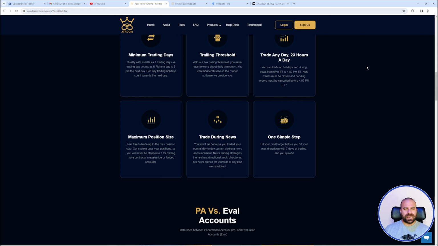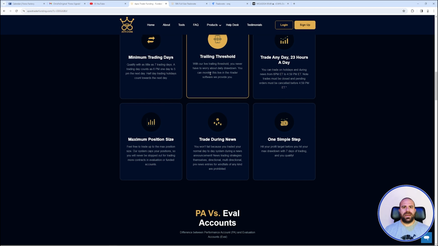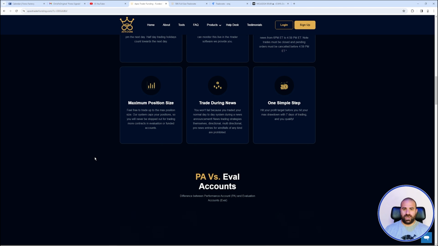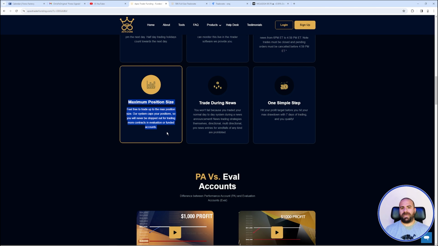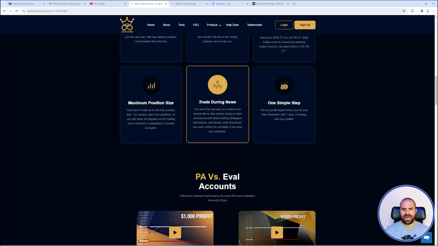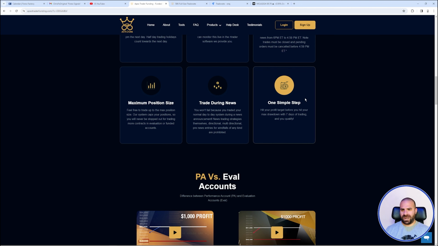But sometimes there is a certain promotion where they allow you to pass in one day and get your funded account within the one day. And the trailing threshold, we talked about it. Now you have to close all your trades at 4:59. You don't need to worry about the maximum position size, because if you pass it, the system will not allow you to place more contracts, so you are not losing anything, and you can trade during news as well, guys.